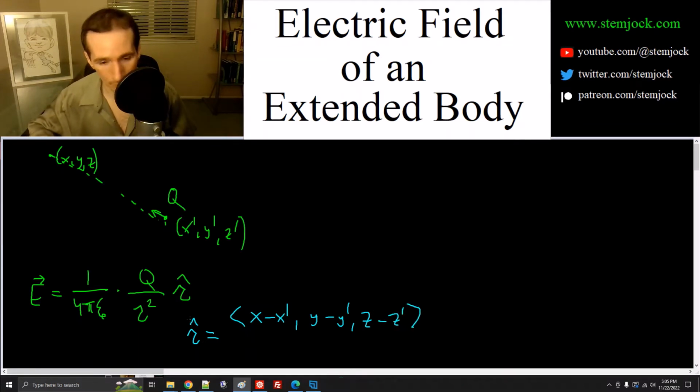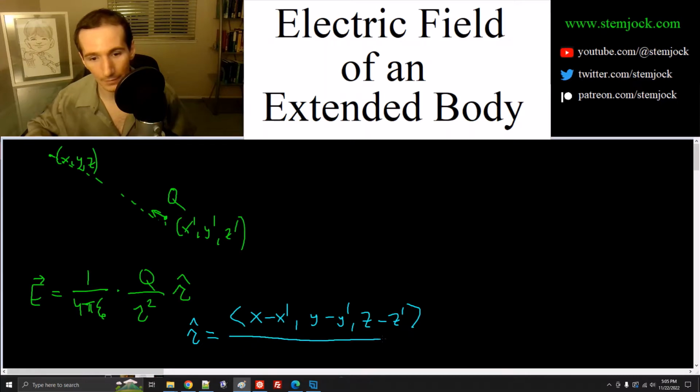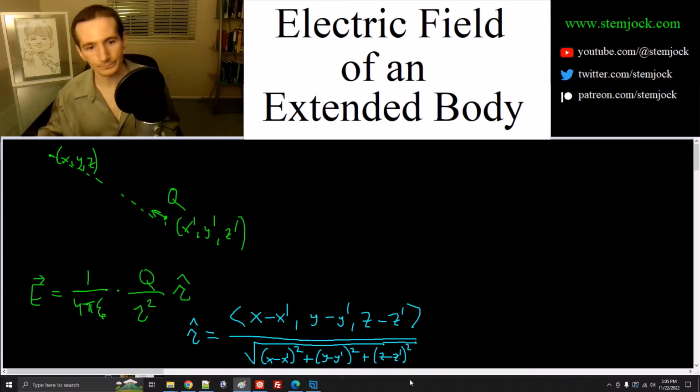And because it's a unit vector, I have to divide by the magnitude. So square root of the x component squared, plus the y component squared, plus the z component squared. So this is just for a single particle, a single charge.